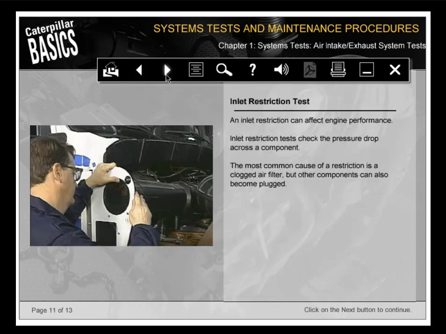An inlet restriction can affect engine performance. Inlet restriction tests check the pressure drop across a component. The most common cause of a restriction is a clogged air filter, but other components can also become plugged.